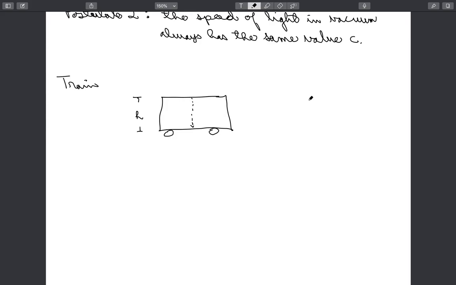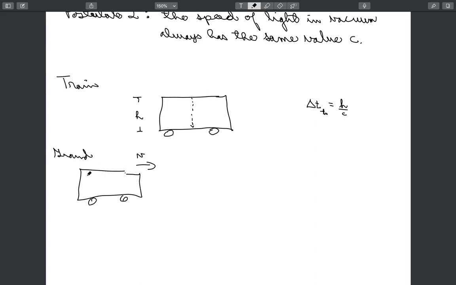So what's the time that this takes? The delta t in the train for this is simply the height divided by the speed of light. Okay, that's the first experiment. But at the same time, on the ground, somebody's watching this train. And as compared to the ground, the train is moving at a certain velocity v, going that way at a velocity v.